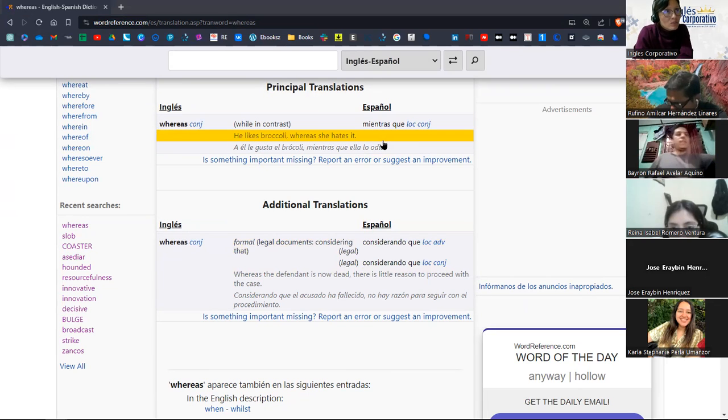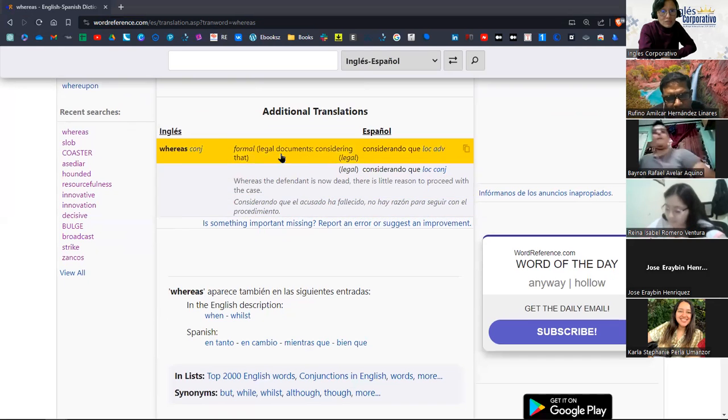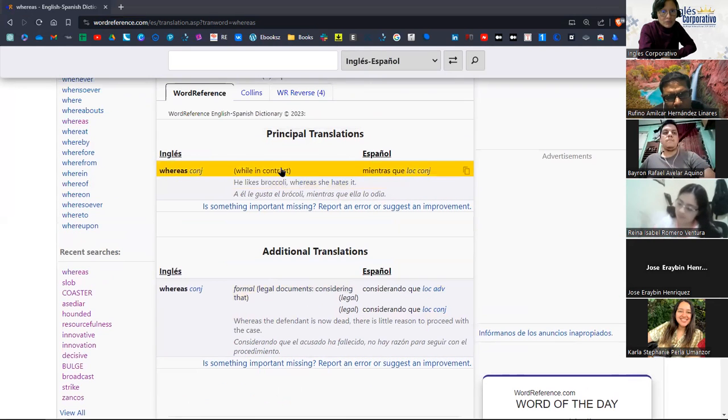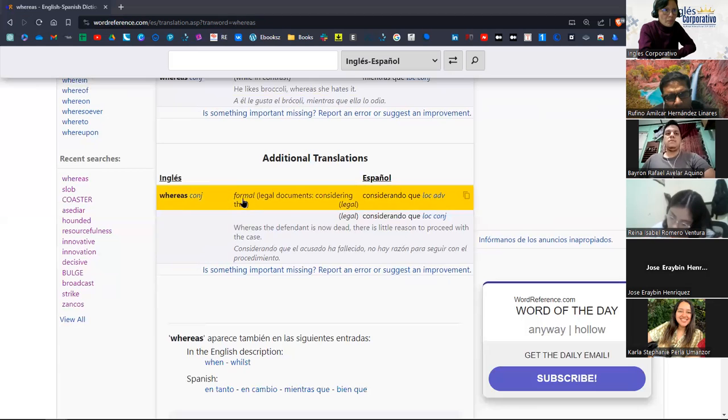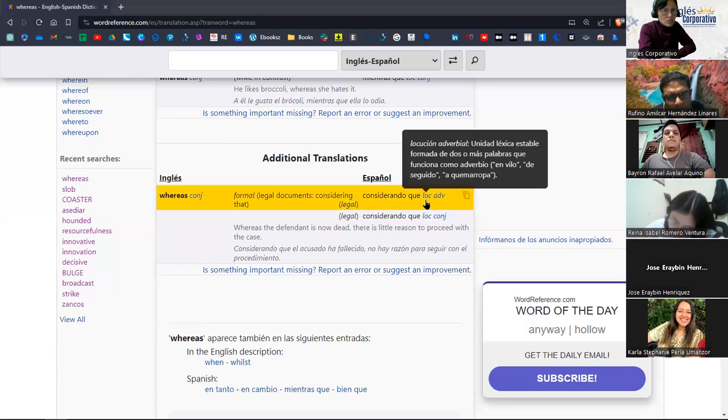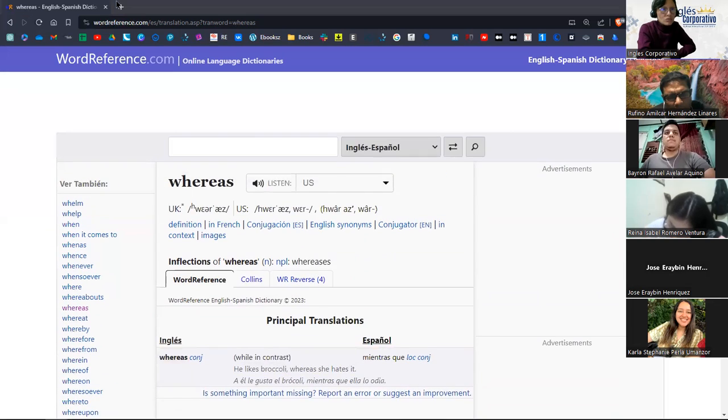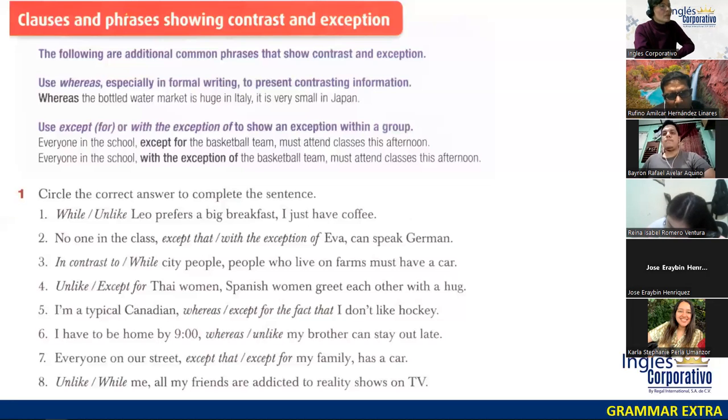And remember that, guys, eso es lo importante de ir al diccionario y revisar el significado, porque yo tengo que buscar cuál es el contexto que yo estoy utilizando, ¿verdad? O sea, cuál es el significado que yo voy a necesitar para esta palabra. Entonces, the context for this one is this. Perdón, acá. While, in contrast, porque estamos haciendo eso, contraste. Mientras que, ya si buscamos el contexto legal o formal, es este. Considering that, considerando que. Ok, así que eso es whereas, just for you to know.